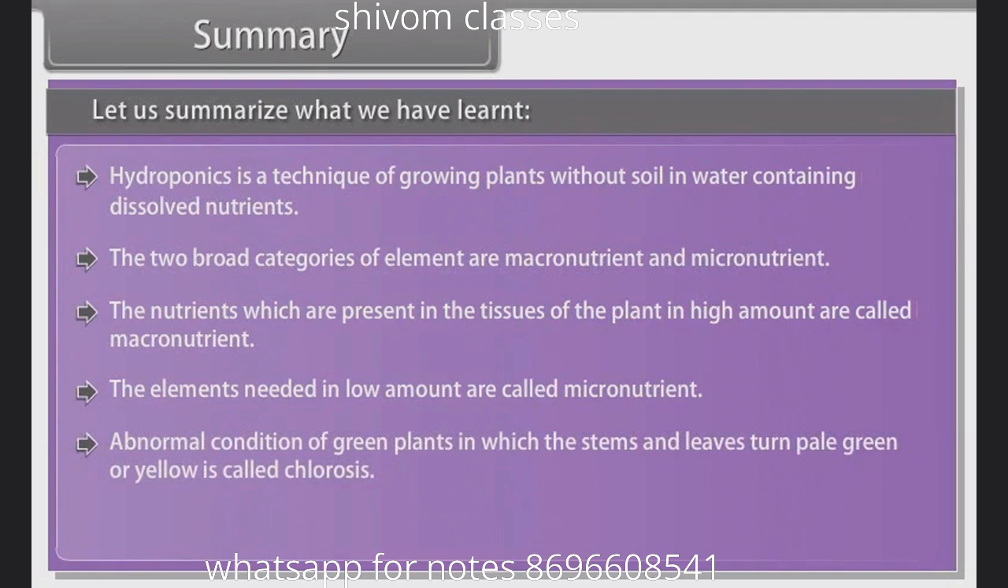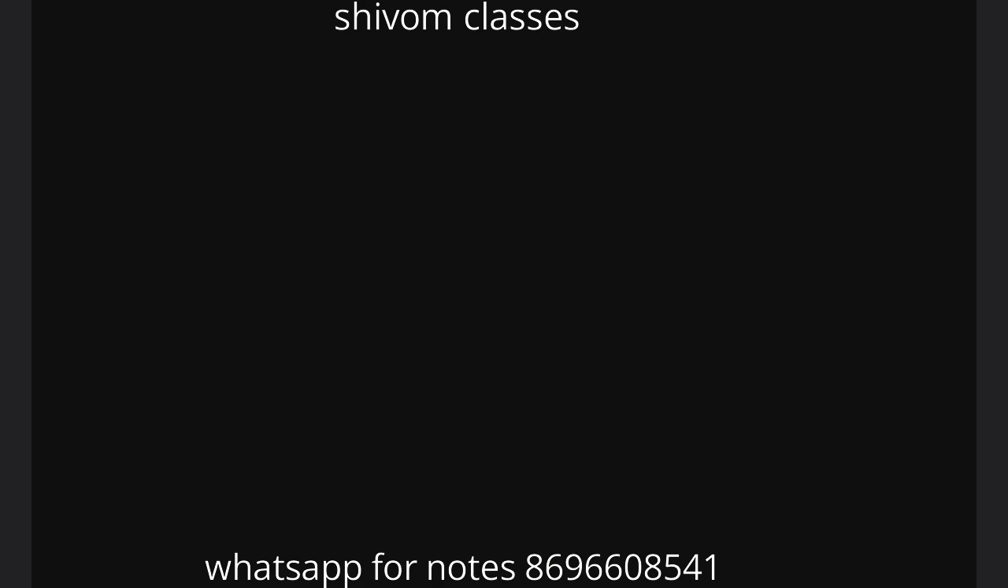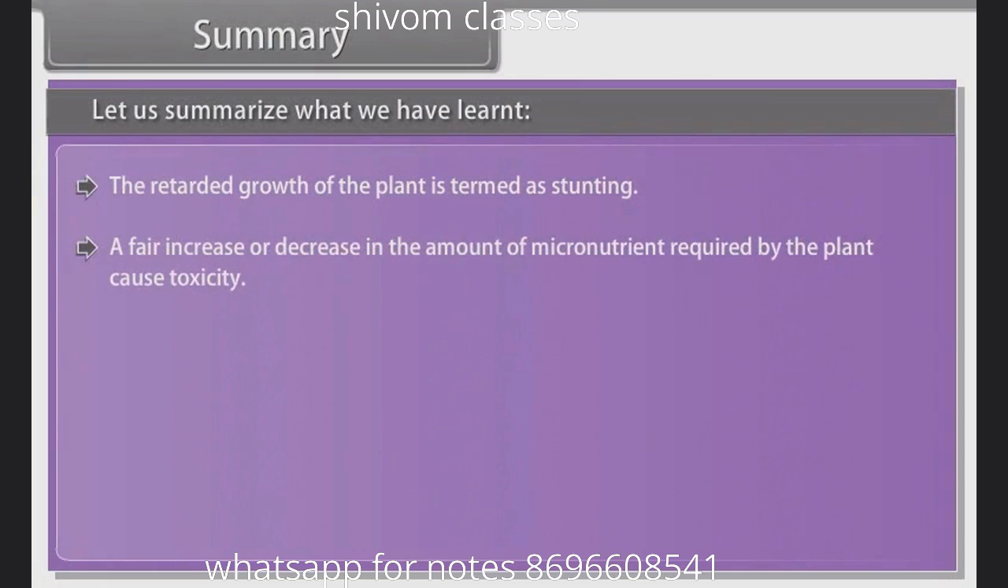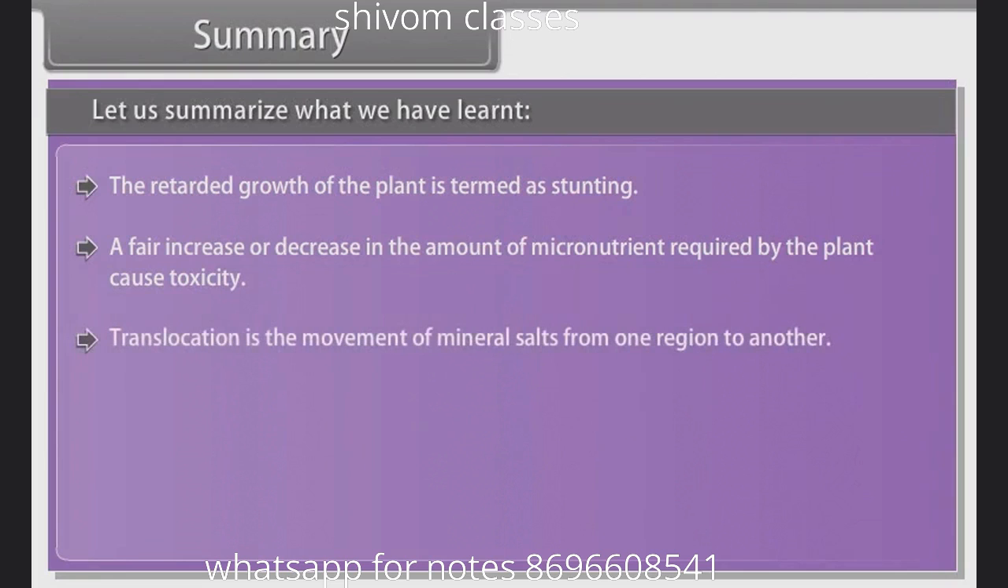An abnormal condition of green plants in which the stems and leaves turn pale, green or yellow is called chlorosis. The localized death of tissue of leaves is called necrosis. The retarded growth of the plant is termed stunting. A fair increase or decrease in the amount of micronutrient required by the plant causes toxicity. Translocation is the movement of mineral salts from one region to another.